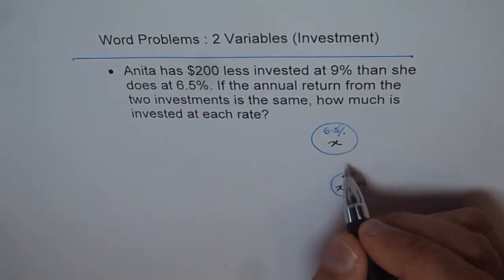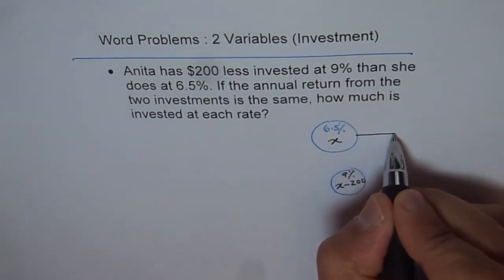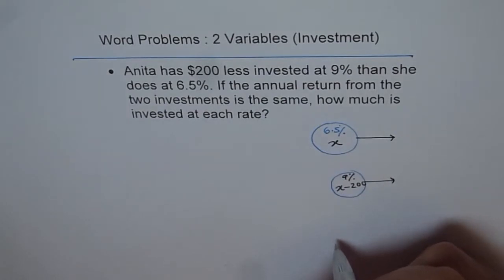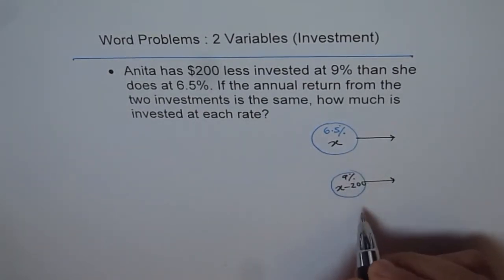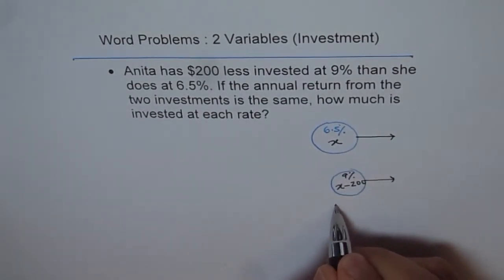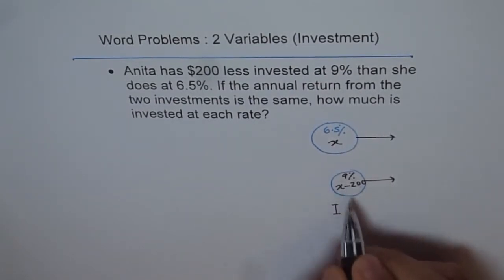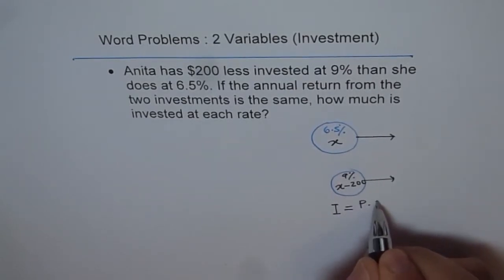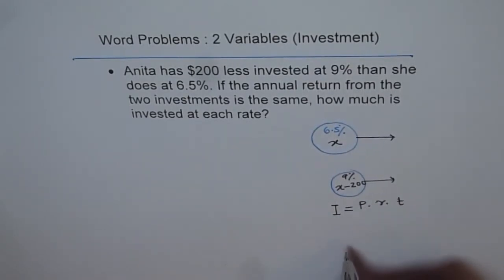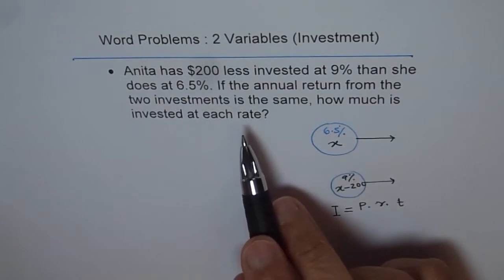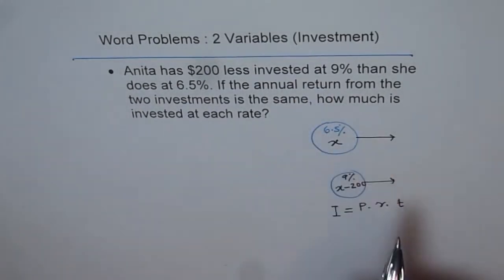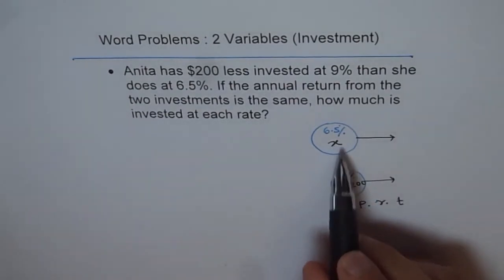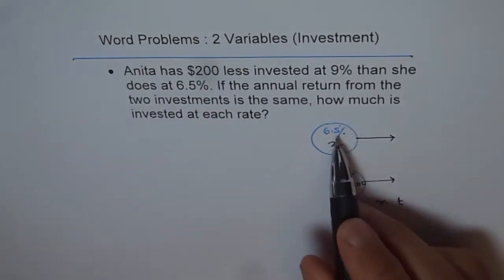Now what is the return on investment? This is what we have to see. That means how much do we earn out of these investments? So let me teach you that part. We have a formula which says interest, the earning from the investment, is equal to principal times rate times t. Since time is 1 year, annual return, t is 1 for us. Principal is the amount being invested, and r is the rate.